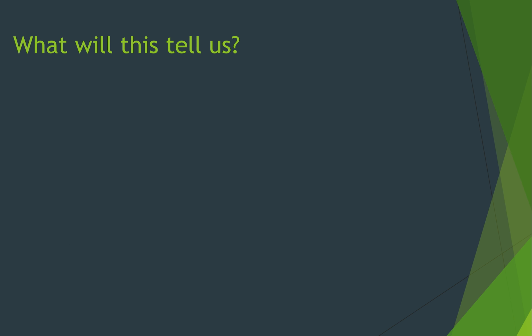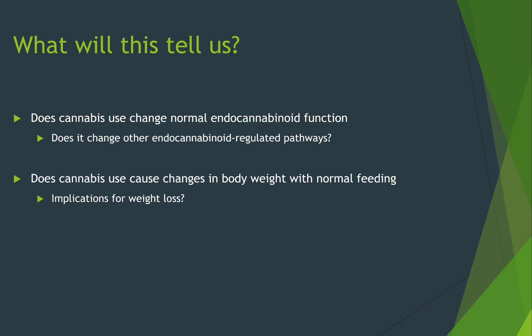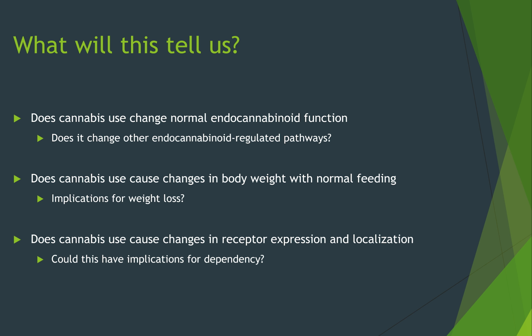So what will this tell us? Well, it will tell us if cannabis use changes normal endocannabinoid functions. So does it change other endocannabinoid-related pathways? Does cannabis use cause changes in body weight with normal feeding, and does this have implications for weight loss? And does cannabis use change receptor expression localization, and could this have implications for dependency?